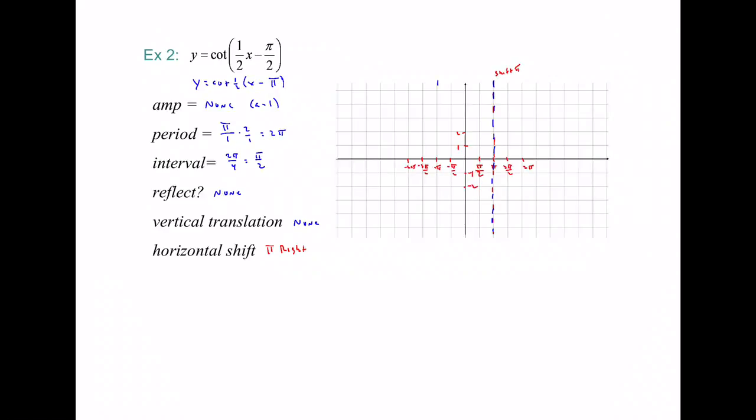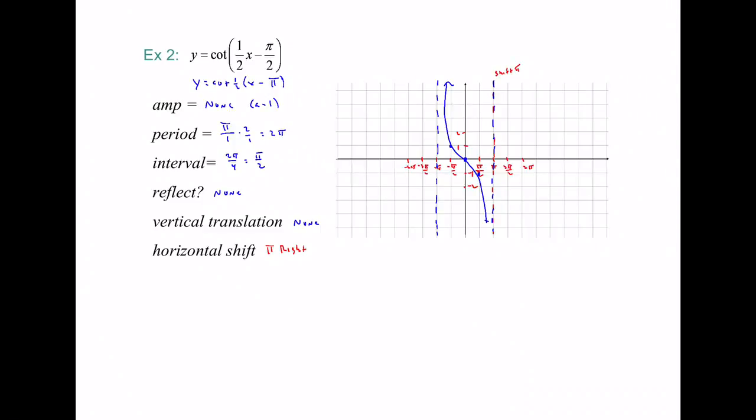And then now every period we have another vertical asymptote. And we have cotangent, so the x-intercept falls in the middle. Now we didn't shift up or down, so it stays there. And then it will be decreasing. So at negative pi over 2 we need it at 1, and then at pi over 2 we need it at negative 1, so the cotangent graph will be decreasing. And so there you go.